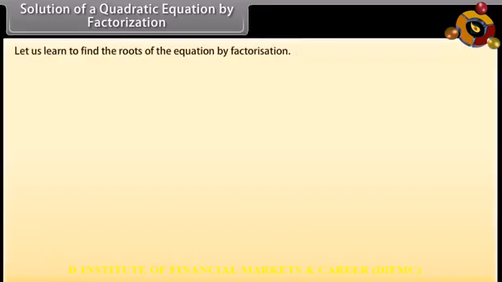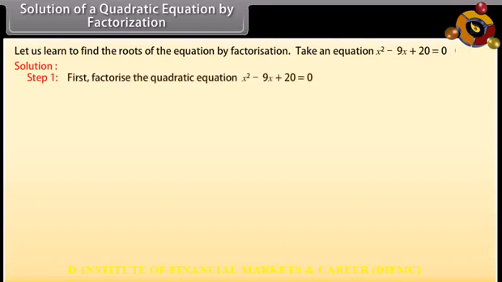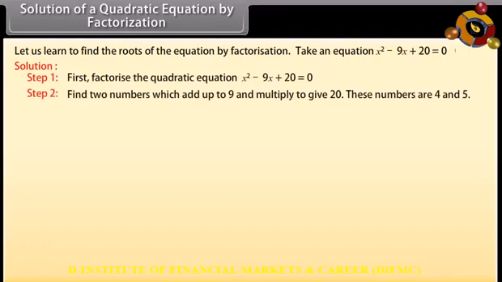Solution of a quadratic equation by factorization. Let us learn to find the roots of the equation by factorization. Take an equation x square minus 9x plus 20 as 0. Solution. First, factorize the quadratic equation x square minus 9x plus 20 as 0. Find two numbers which add up to 9 and multiply to give 20. These numbers are 4 and 5. x minus 4 into x minus 5 is equal to 0.